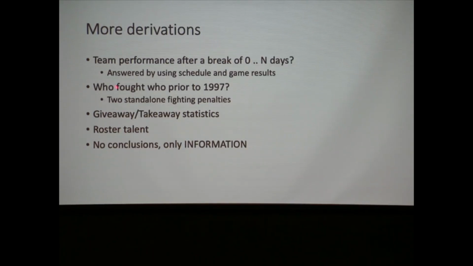You can even take, so prior to 1997, the penalties did not say who was against whom, but if there are two fighting penalties at the same time, obviously these two people fought each other. You can also take away statistics on roster talent, because you have all the games, all the rosters, and you know which draft pick each player was. So you can see how much of the roster talent each team used.